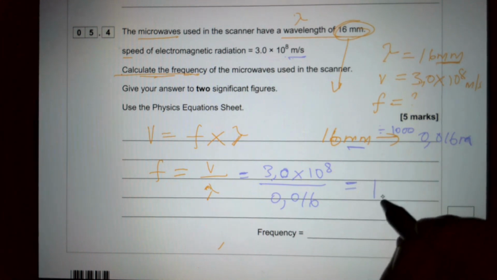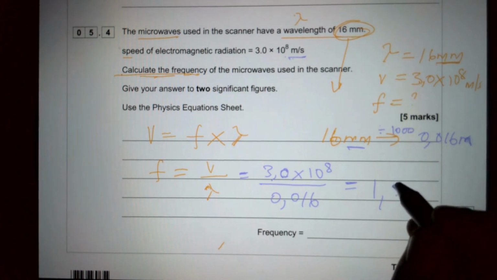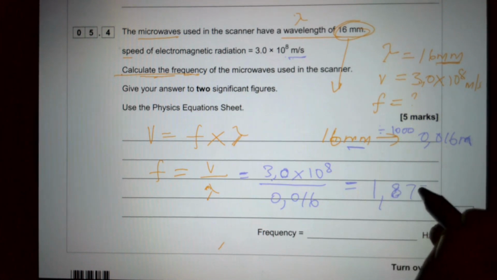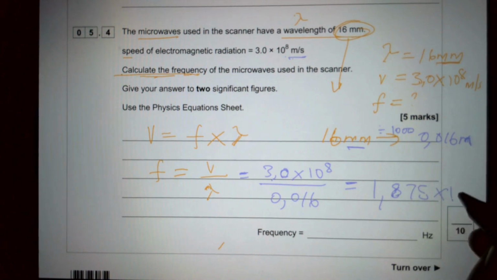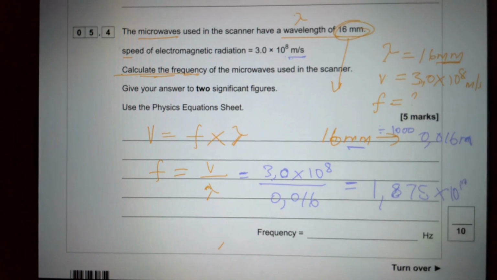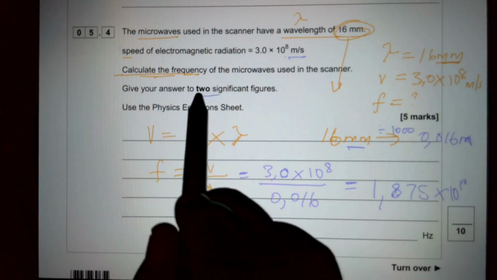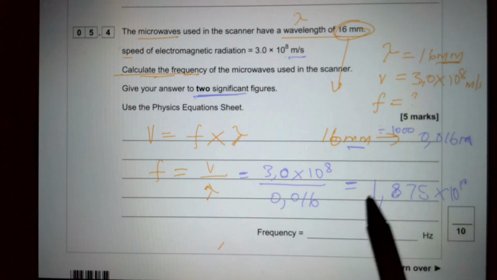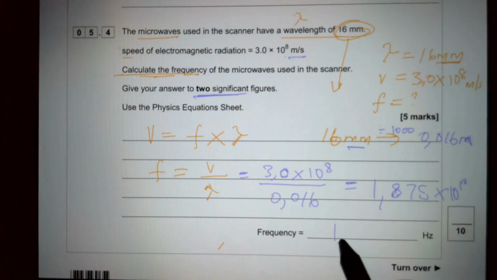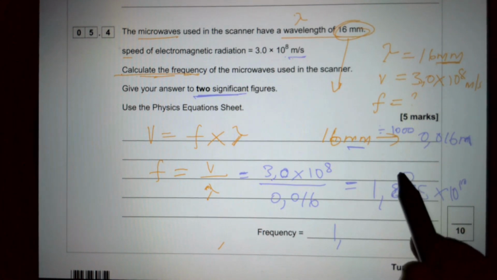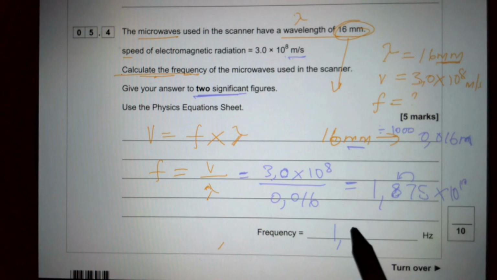We'll get 1.875 times 10 to the power 10. But the question said to us we should round it to two significant figures. Two significant figures, it means our answer will be 1.9 times 10 to the power 10 hertz. Then that's our answer. Good.